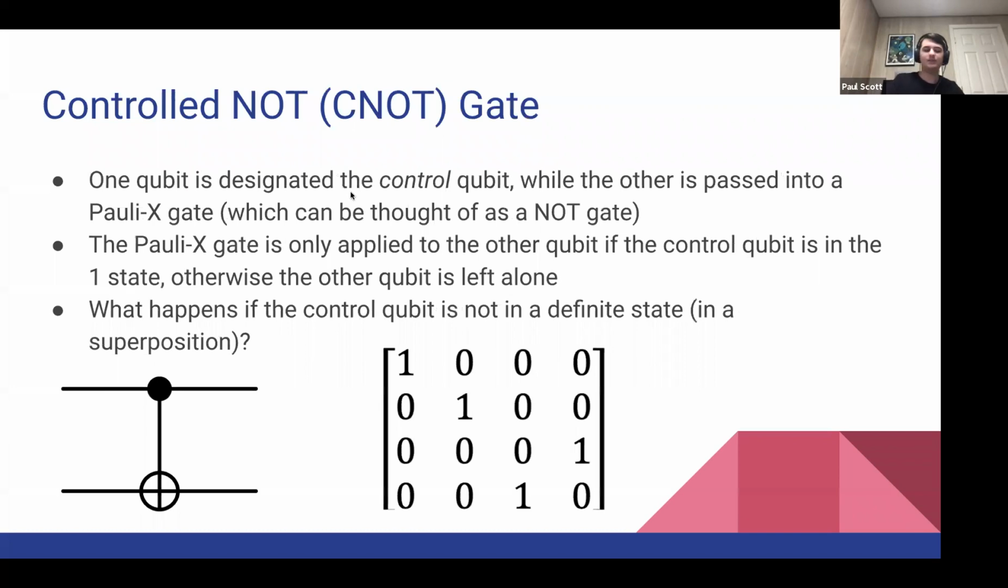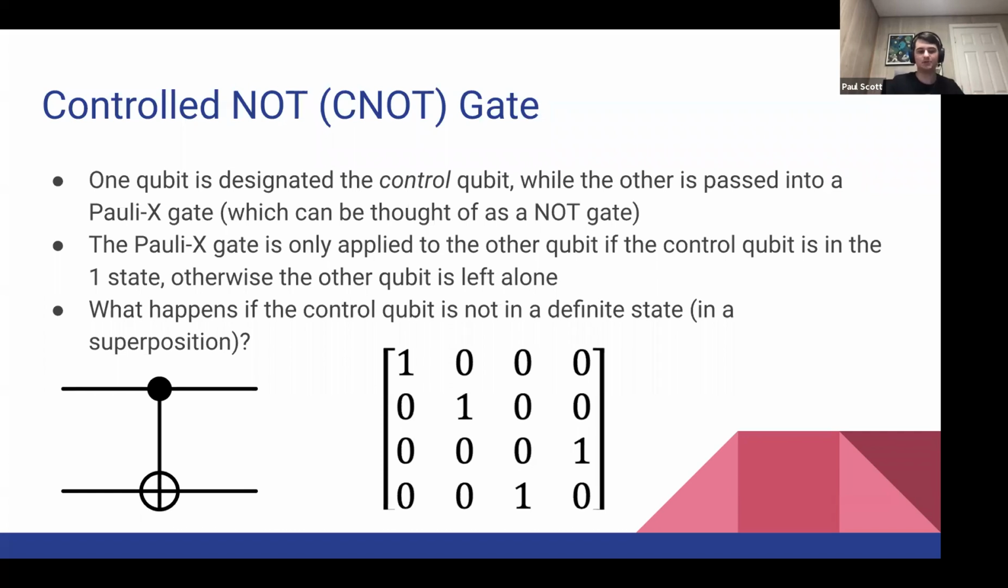Just for time's sake, the one gate we're going to talk about here is called the controlled NOT gate, or C-NOT gate. You could also call it a controlled Pauli-X gate, because that is the NOT gate it's talking about here. As I mentioned before, it is basically a NOT gate, so we just call it controlled NOT, C-NOT. How this gate works is that one qubit is designated to be the control bit, and the other qubit is passed into a Pauli-X gate.